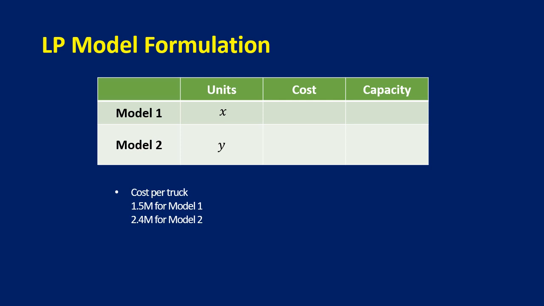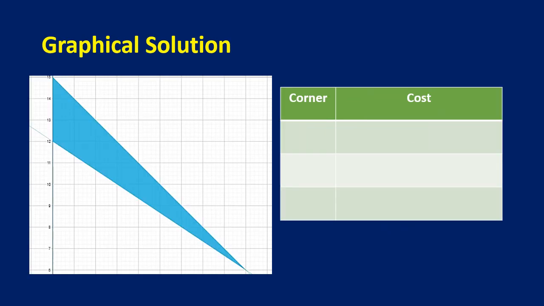Let's go back. What is our objective function here? We want to minimize the cost. The cost here is, what's that again? Here it's 1.5x, here it's 2.4y. So therefore, we want to minimize 1.5x plus 2.4y.